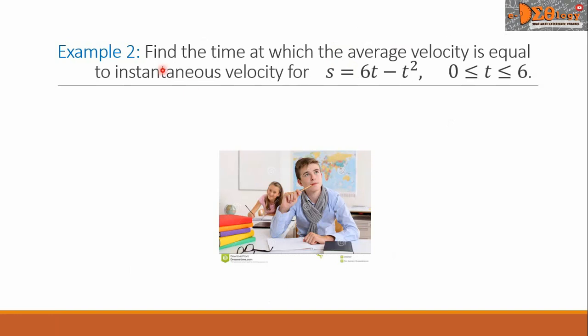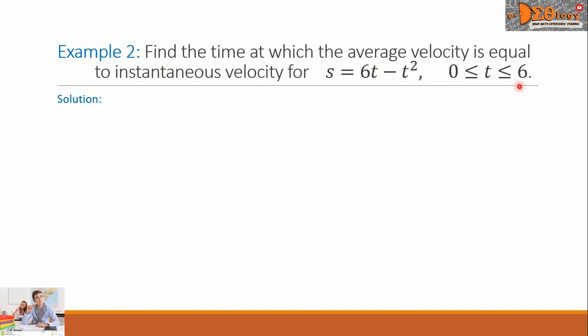Example 2. Find the time at which the average velocity is equal to the instantaneous velocity for s equals 6t minus t squared in the closed interval for t from 0 to 6. For our solution, let us write the formula for the mean value theorem. Then let us evaluate separately, starting from the left side. So we write f of 6 minus f of 0 all over 6 minus 0. Let us now evaluate our function with respect to 6 and 0 respectively.